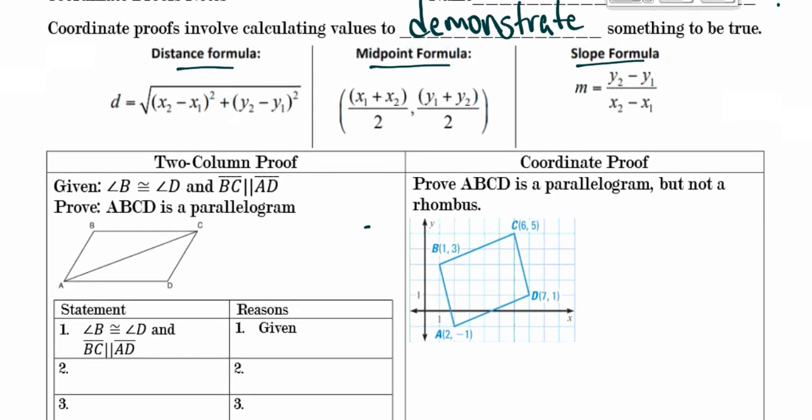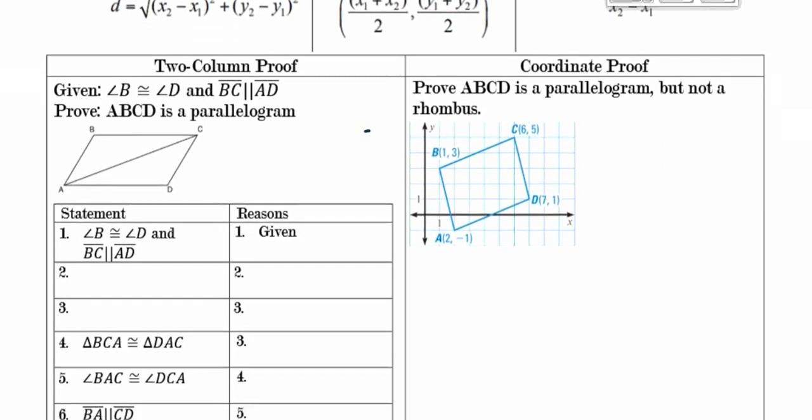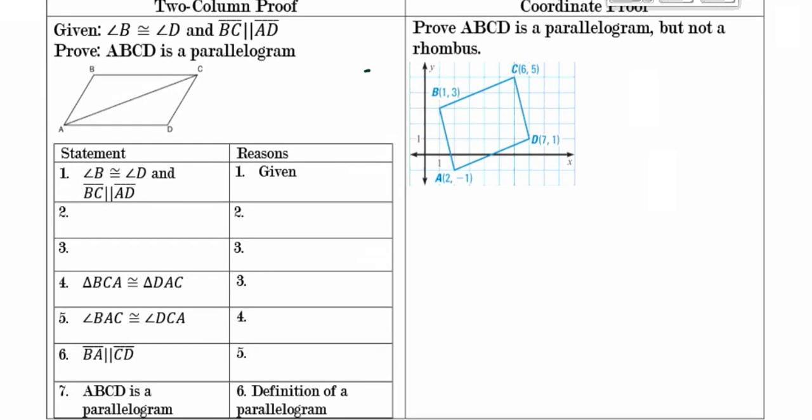I really just want to compare the two types of proofs. So two-column proof you're used to. We're trying to eventually show that ABCD is a parallelogram. What's required of a parallelogram? How do we know something is a parallelogram? Two pairs of parallel sides. What else could we show? Yeah, opposite angles are congruent.